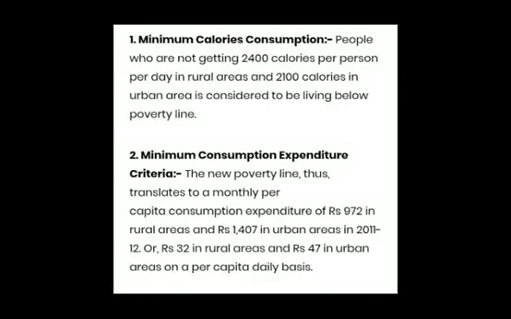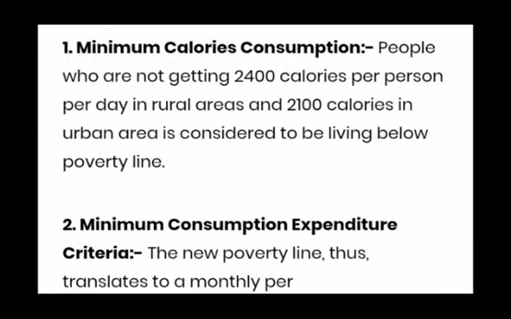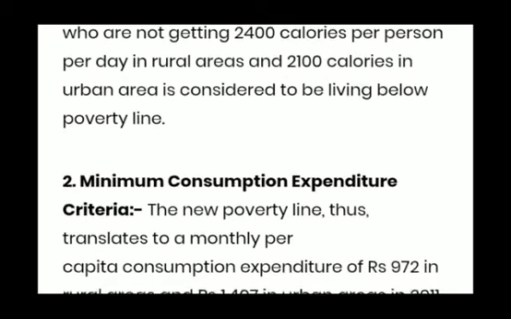In terms of calorie consumption, people in a rural area who are unable to provide themselves with 2400 calories per person per day are regarded as poor, whereas a person unable to meet the basic calorie requirement of 2100 calories per person per day in an urban area is regarded as poor.